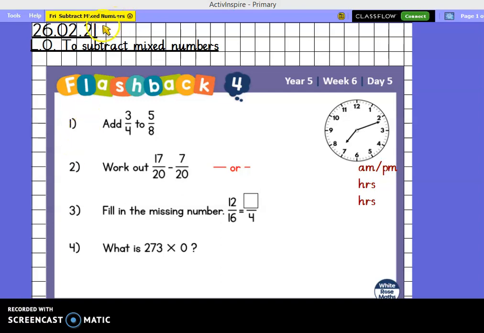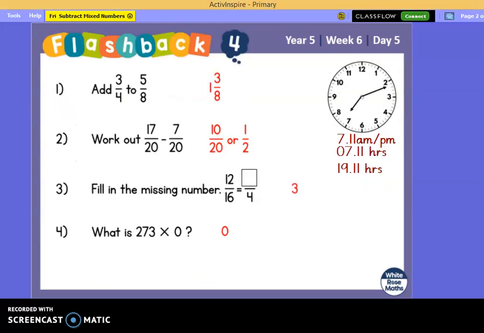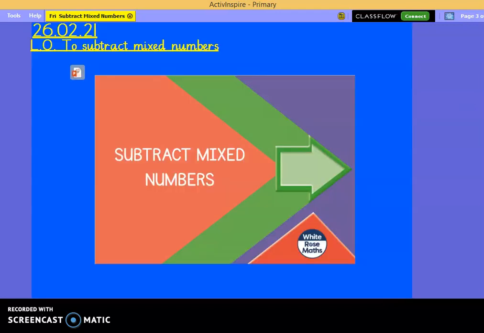Please record today's date and learning objective to subtract mixed numbers in your maths book, underlining each with a ruler, please, and then record your flashback four and your time. Pause the video while you do this, then come back to me with your answers ready to mark. Here are the answers. Please can you mark them in blue pen in your maths book? Then we're ready to move on.